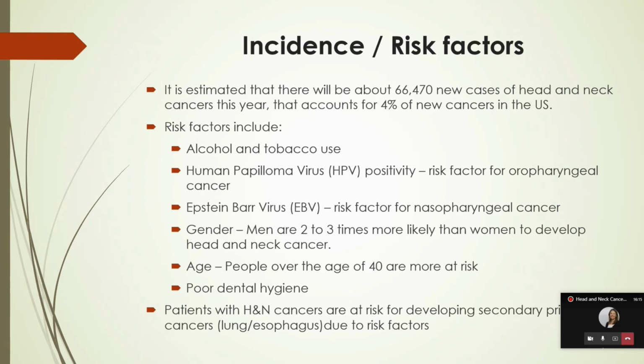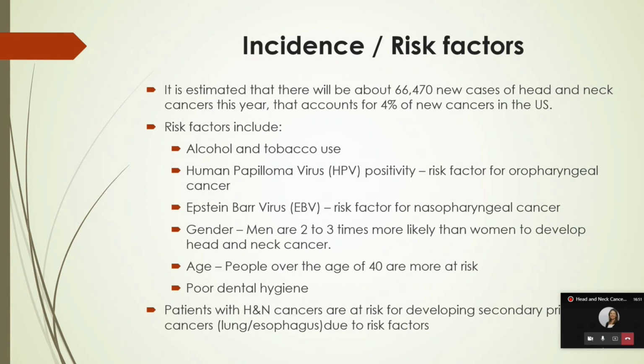There's another virus called Epstein-Barr virus, which is the virus that is responsible for mono, is kind of what we typically refer to it as. And that's a risk factor for nasopharyngeal cancer, which is another location of head and neck cancer. Other risk factors could be gender, so men are 2 to 3 times more likely than women to develop head and neck cancer. Age, so typically head and neck cancers happen in people that are over the age of 40, and possibly with poor dental hygiene.